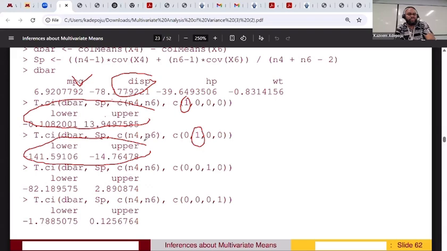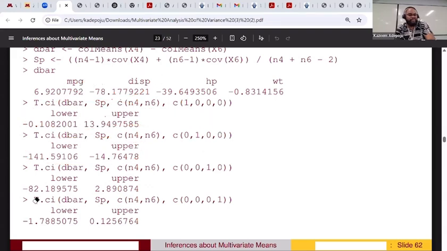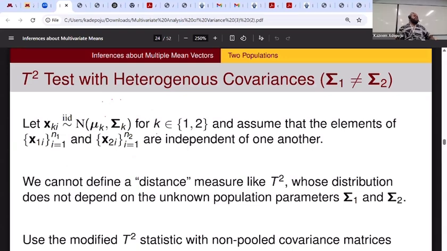So who doesn't understand this? Everybody good, right? Okay. I'm going to move to the next one. Now, what I just showed you there is the Hotelling's T squared confidence interval for two groups. Now, what did we just do?